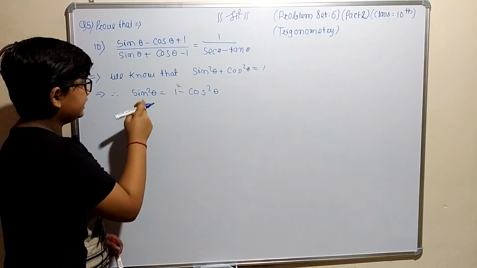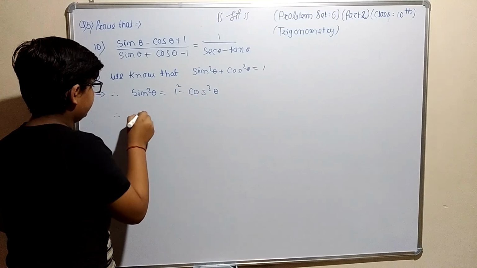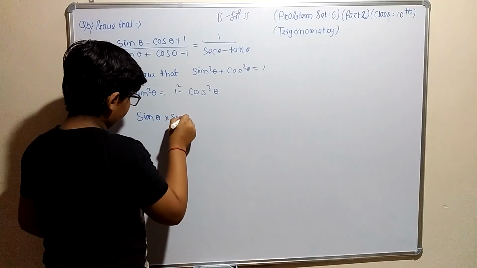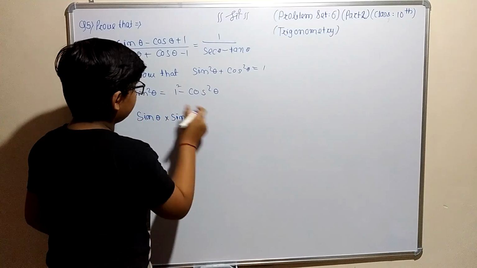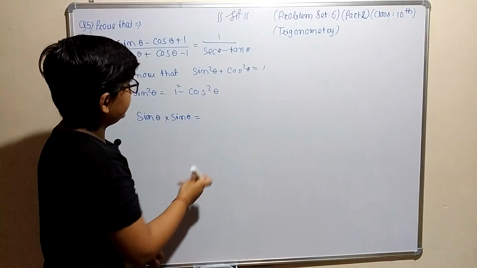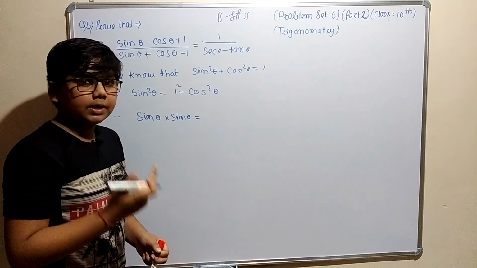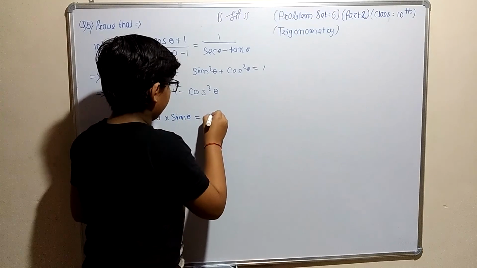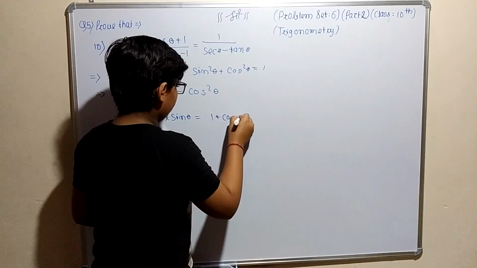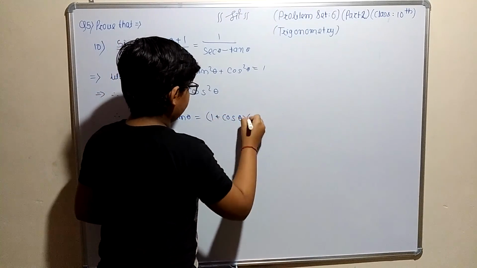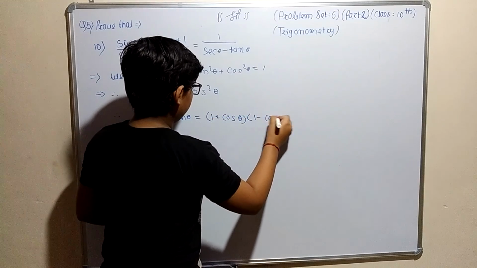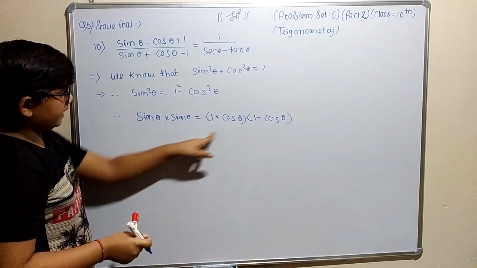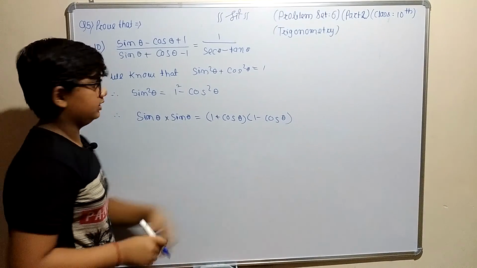Now sin square theta can be written as sin theta into sin theta, that is equal to 1 squared minus cos square theta. It is in the format of a squared minus b squared, so it will be a plus b into a minus b: 1 plus cos theta times 1 minus cos theta. Now bring this on this side and bring this on another side.